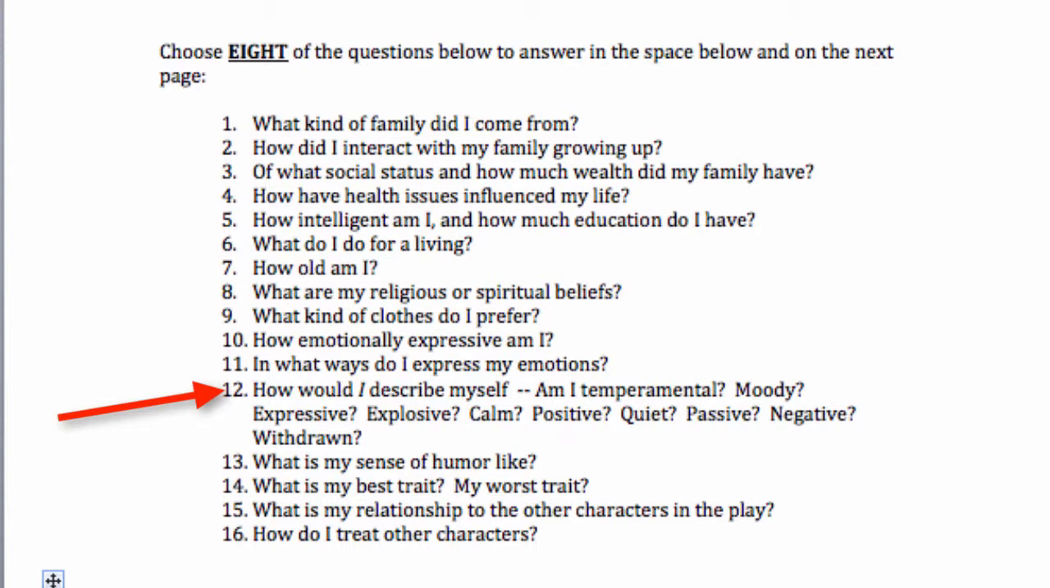How would you describe yourself? Are you temperamental, moody, expressive, explosive, calm, positive, quiet, passive, negative, withdrawn? What is your sense of humor like? What is your best trait? What is your worst trait? What is your relationship to the other characters in the play? And how do you treat other characters?